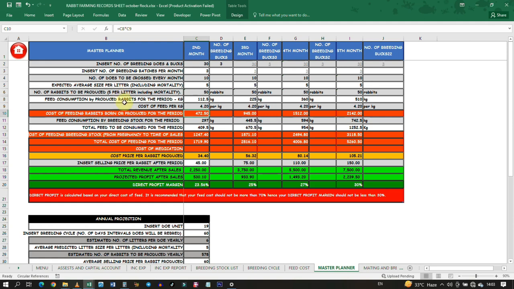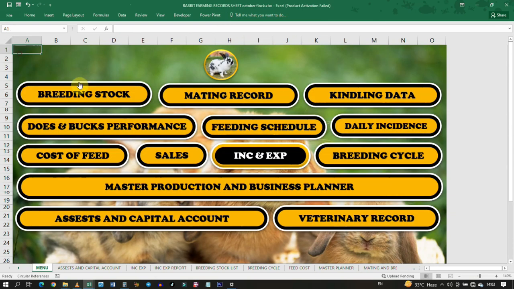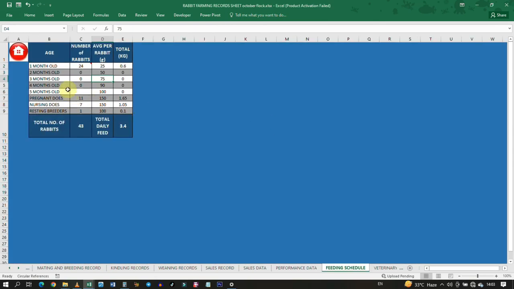So, feed consumption by breeding stock for the period. The breeding stock that you have, which includes all the 30 and then the 3 bags, will consume a total of 295 kilo. That is also a reflection of your feed schedule, from pregnancy to nursing for the 2 months.